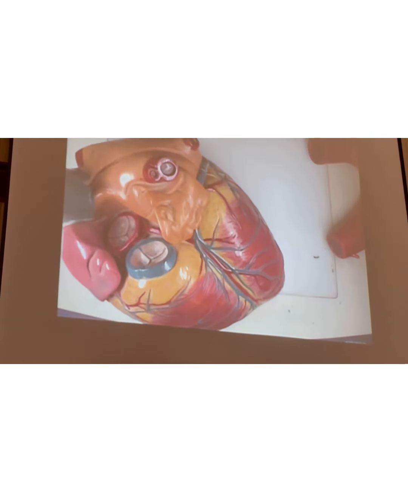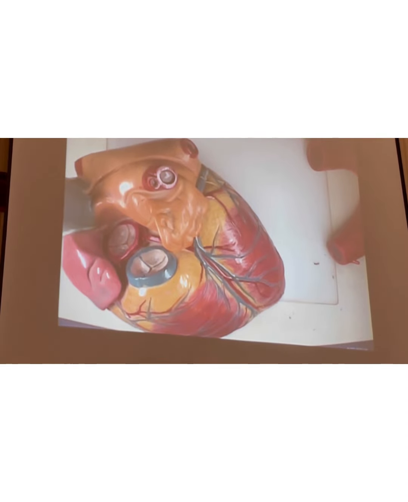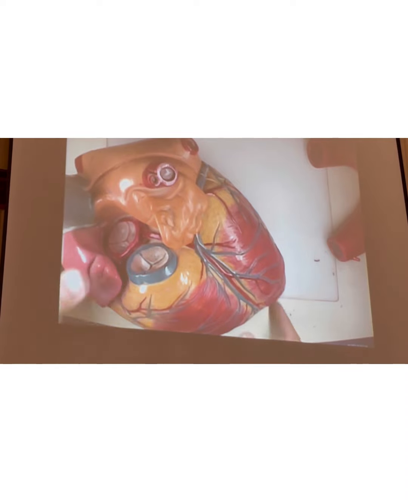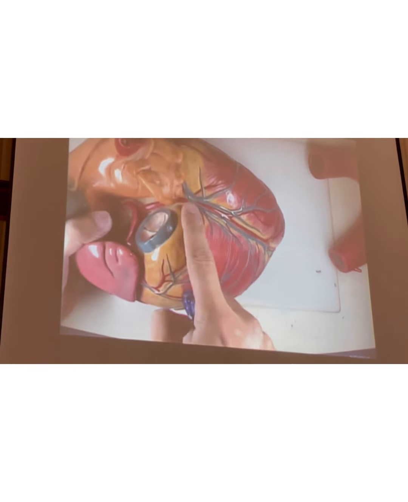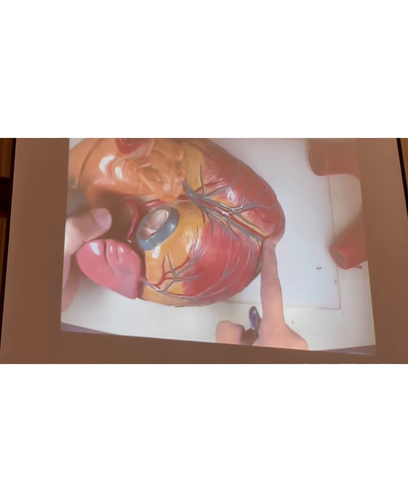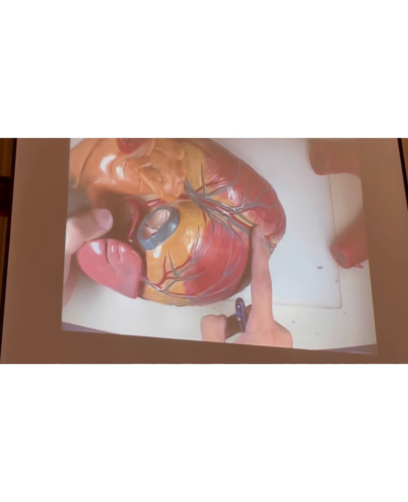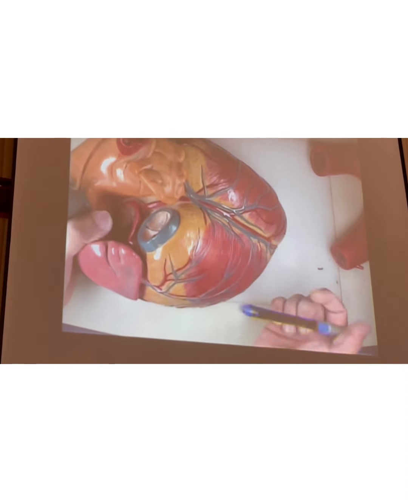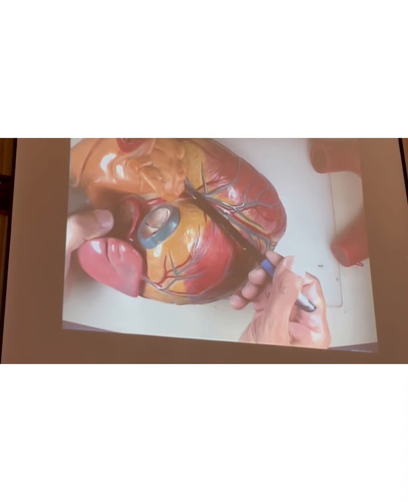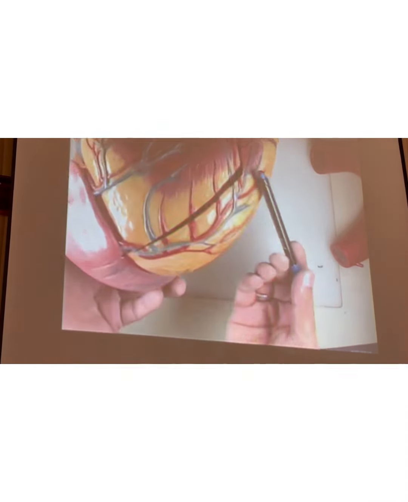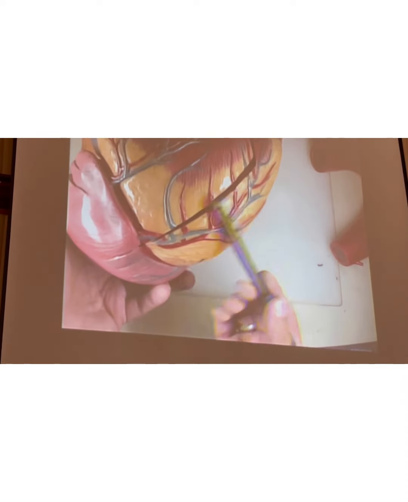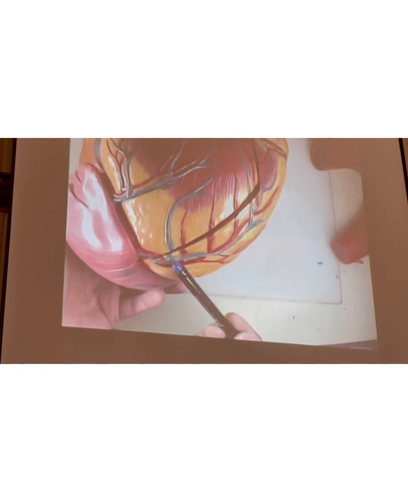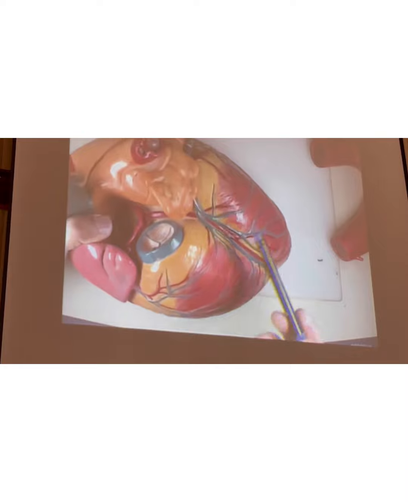Any questions? Veins. We said great cardiac vein, middle cardiac vein, and lesser cardiac vein. The great cardiac vein anteriorly follows the anterior interventricular artery, or the left anterior descending artery. This is the great cardiac vein. Okay, then we have the lesser cardiac vein. The lesser cardiac vein follows the left marginal. Clear?